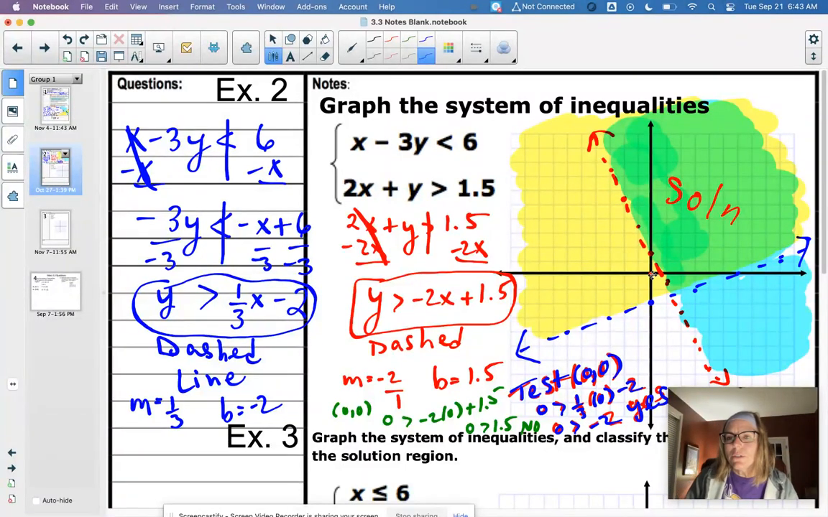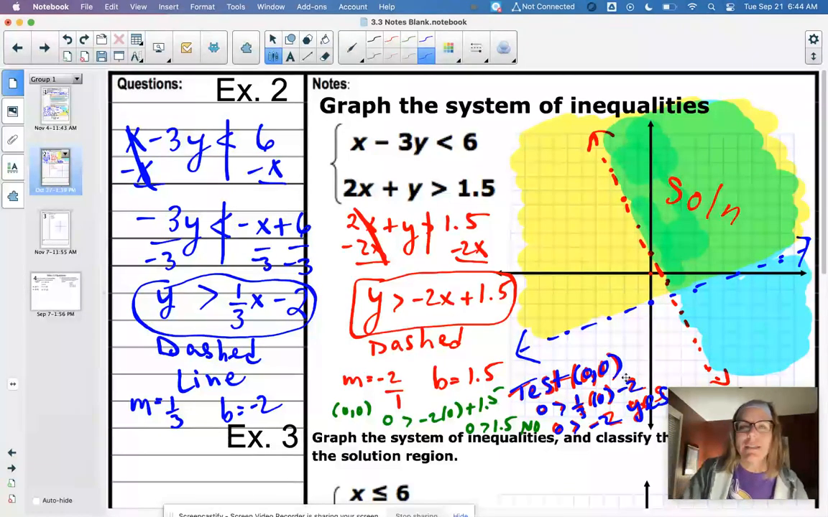On the blue line, 0, 0 worked. That makes sense because that was in the yellow region. That's where we're shaded. But for the red line, 0, 0 did not work. Because remember, the solution is the green. 0, 0 is not in that solution. So if we use a test point and it works for one of the inequalities and not the other, it's not a solution. So we did shade correctly. That's our checking. But again, you don't have to do that.